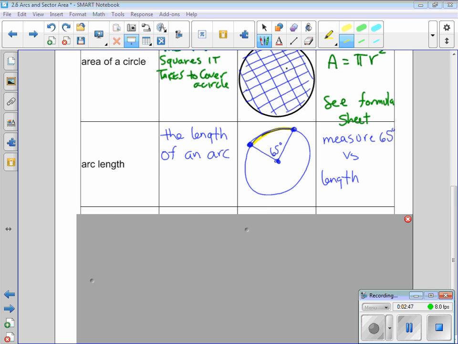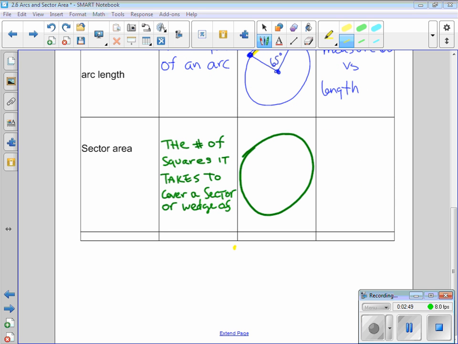Okay. Last up is sector area. It's the number of squares it takes to cover a sector or a wedge of a circle. Okay, so basically it's the piece of pizza, right? So I'm looking to cover this part right here. It's the number of squares it takes to cover that, okay? Known as area.